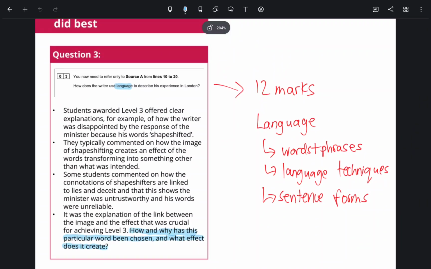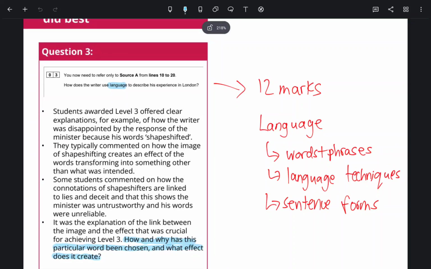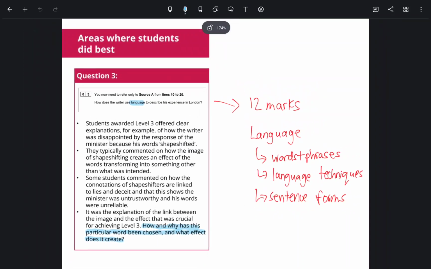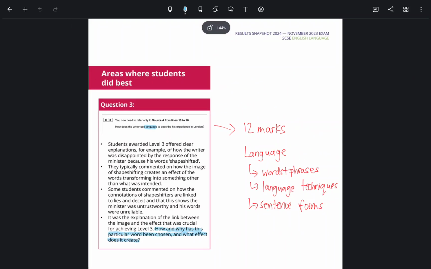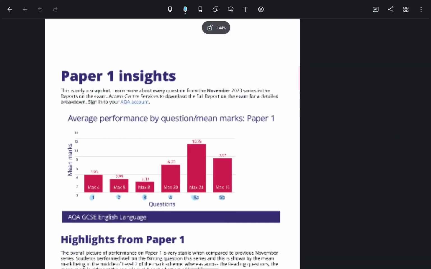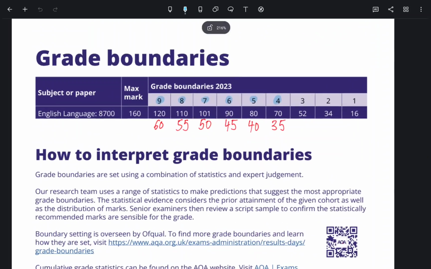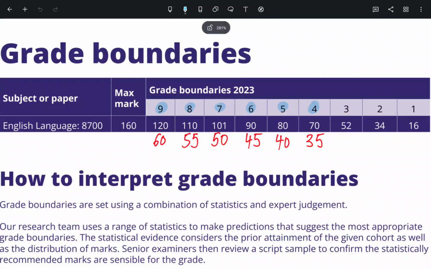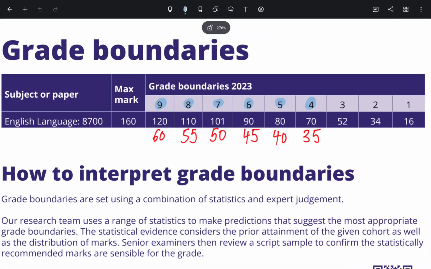So that is it for this video. I hope you have found this informative. And I have gone over the grade boundaries, things like that. In fact, let me just go back to that very quickly, just to show you. Again, it's based on evidence as well. These are rough grade boundaries for you to consider, depending on your target grade.